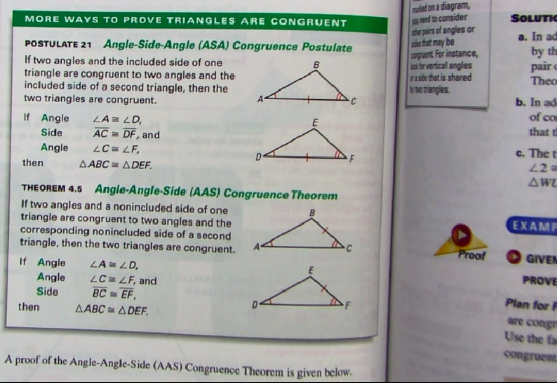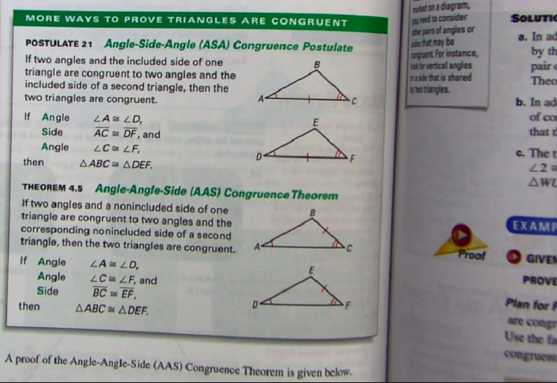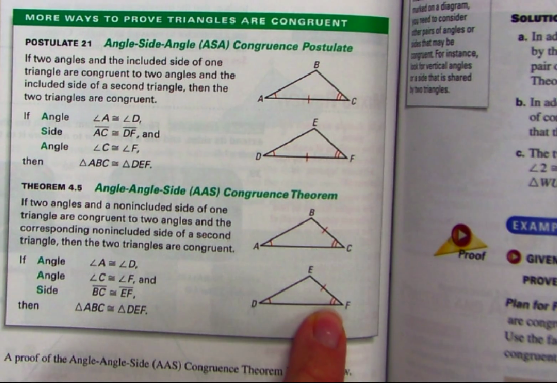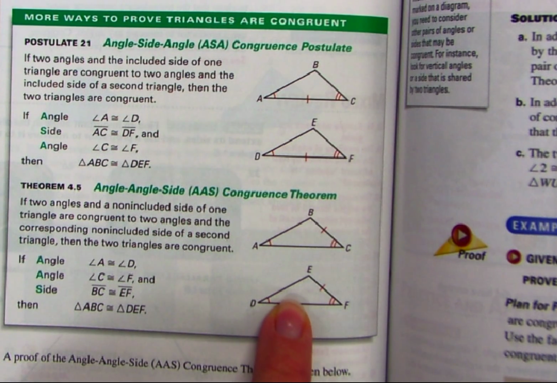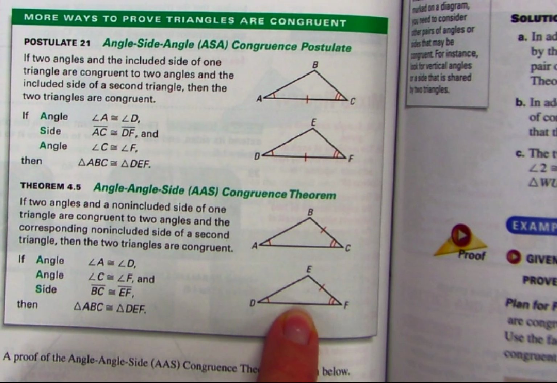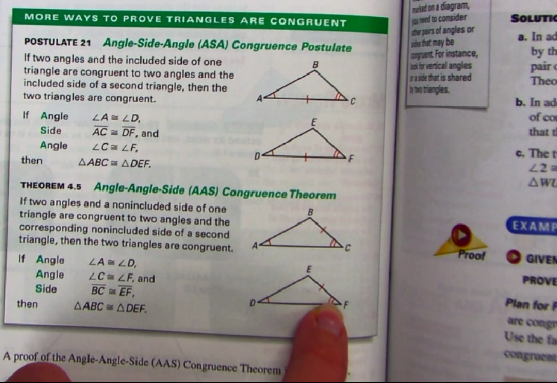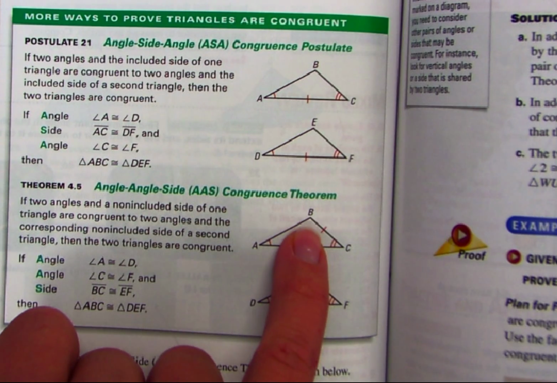And then angle angle side, for this particular theorem, it says if two angles and a non-included side of one triangle are congruent to two angles and the corresponding non-included side of a second triangle, then the two triangles are congruent to each other. So by not included, they are referring to that side not being part of both of those angles, or not being a side that makes both angles. So as we follow along on this triangle, if we start over here with this angle, then we go directly to this other angle, and then this side is not included. And that's the same pattern up here in this other triangle.